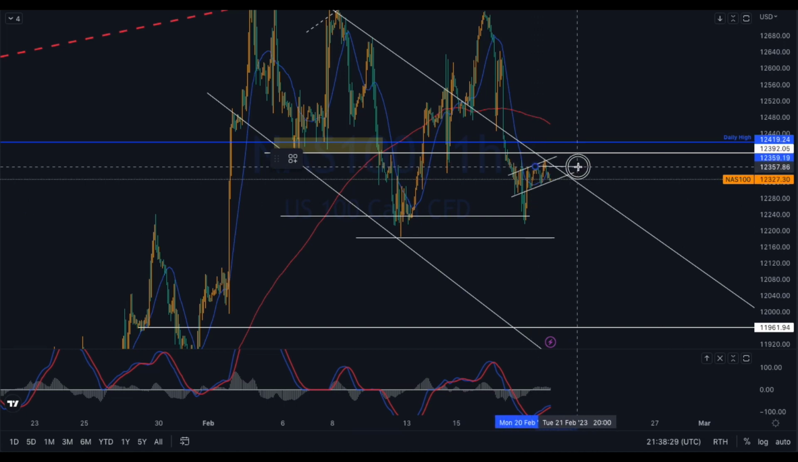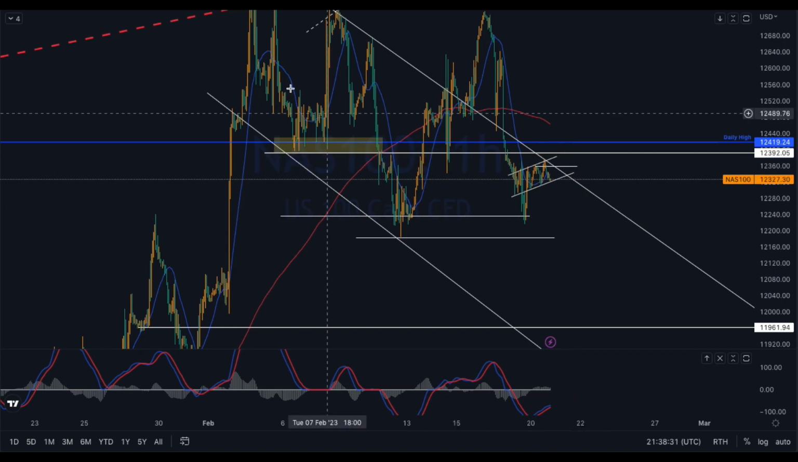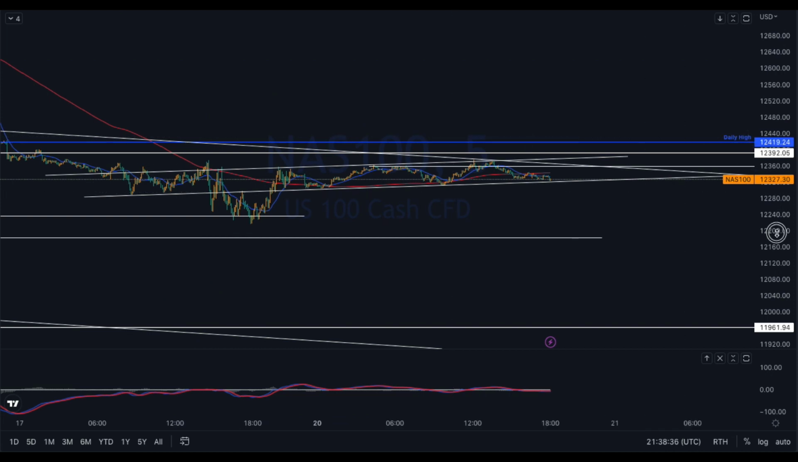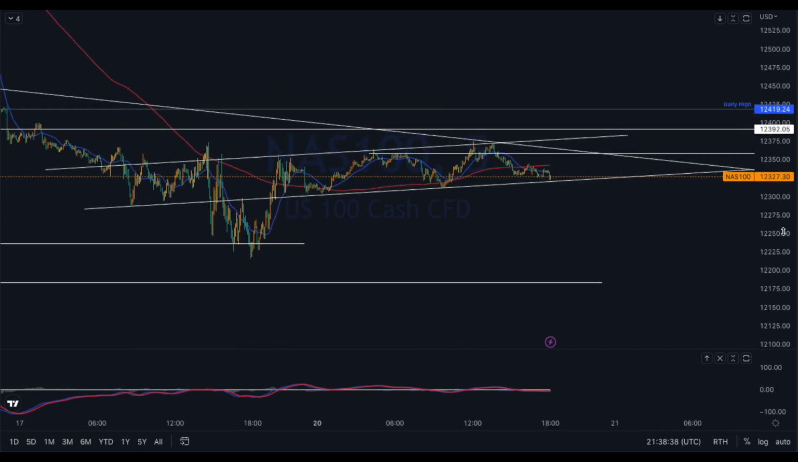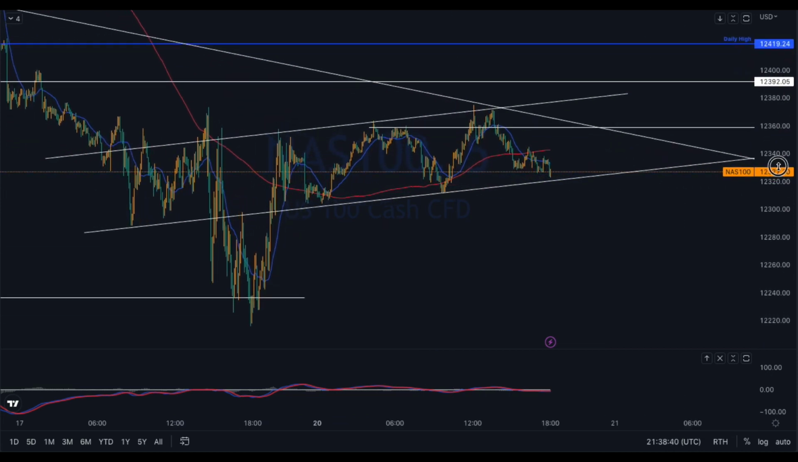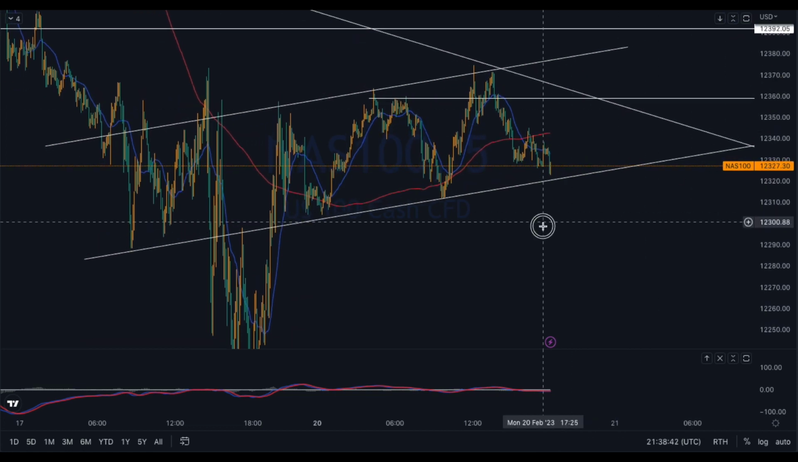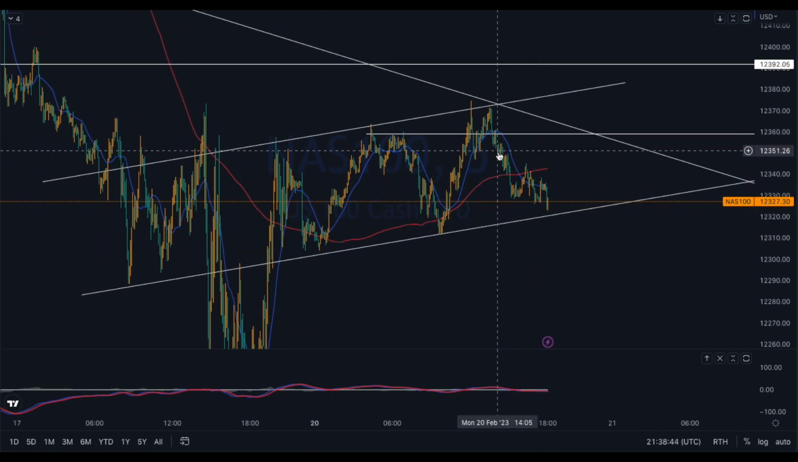Actually, let me go into the 5 minute and then I should be able to pinpoint the exact candle I took. Okay, so we're now on a 5 minute, and I took this one here. This one right here is the one I took. I'm just going to draw it for you on here so you have an idea.